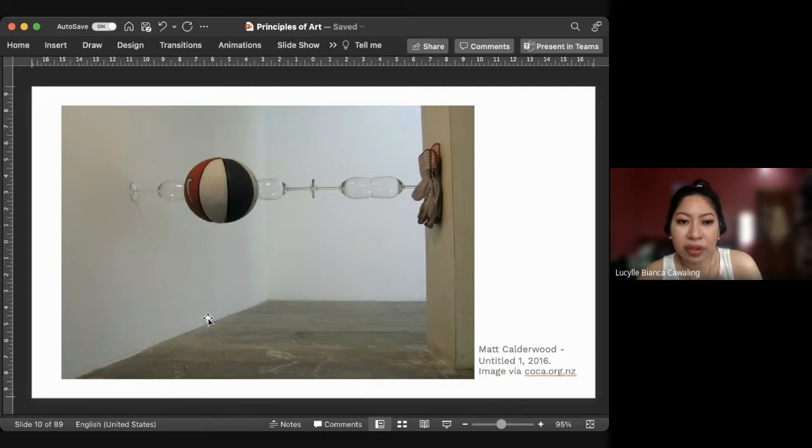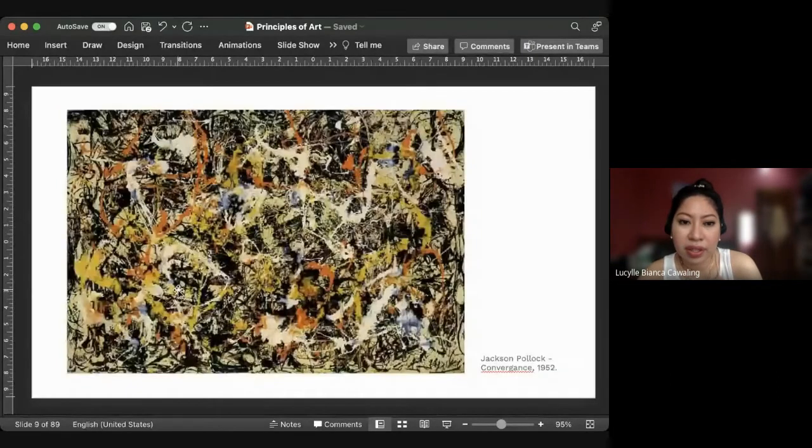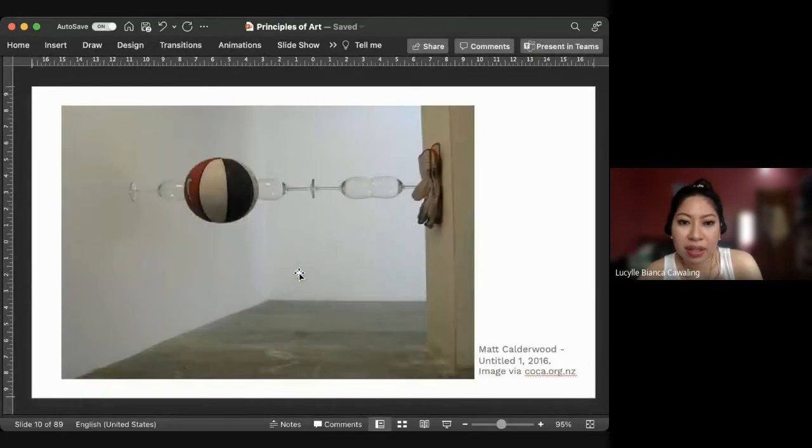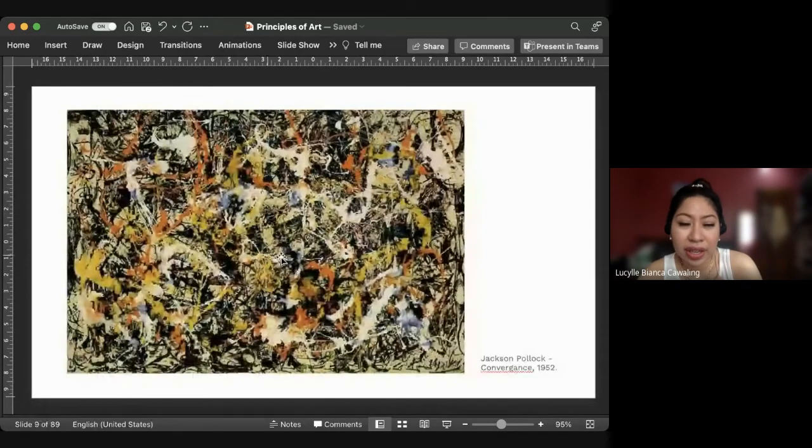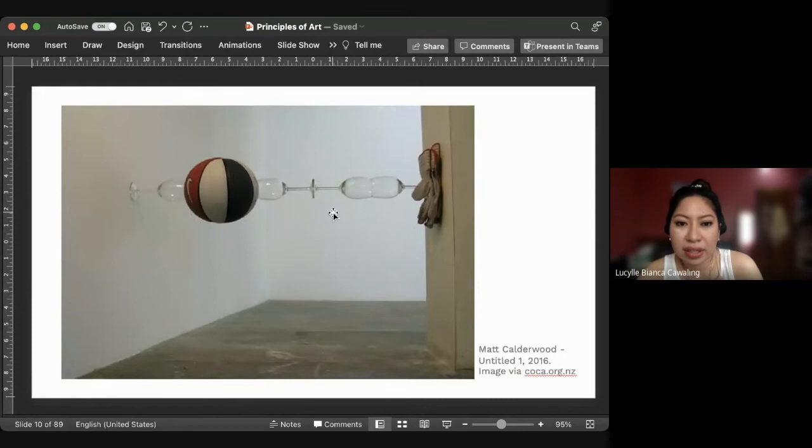And another form of, sorry, this is radial balance. This is another form of radial balance, wherein radial here would refer to circular objects. So if you can see how that balanced out. This is by Matt Calderwood.